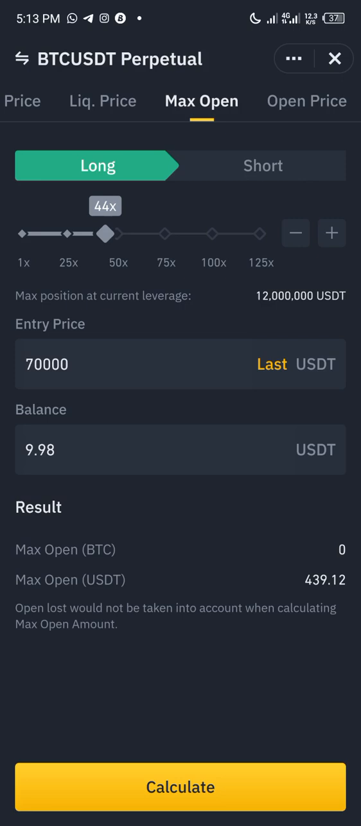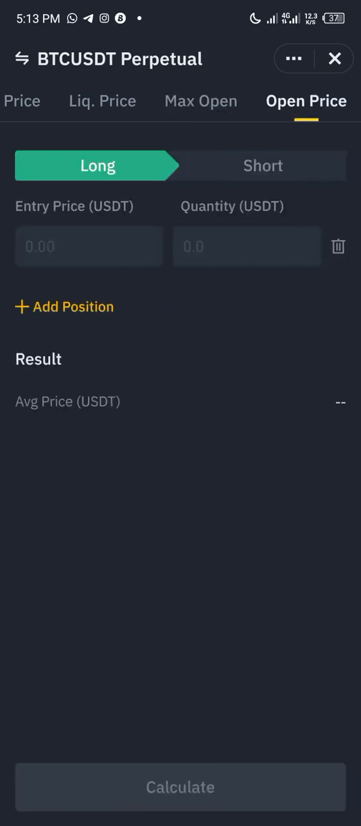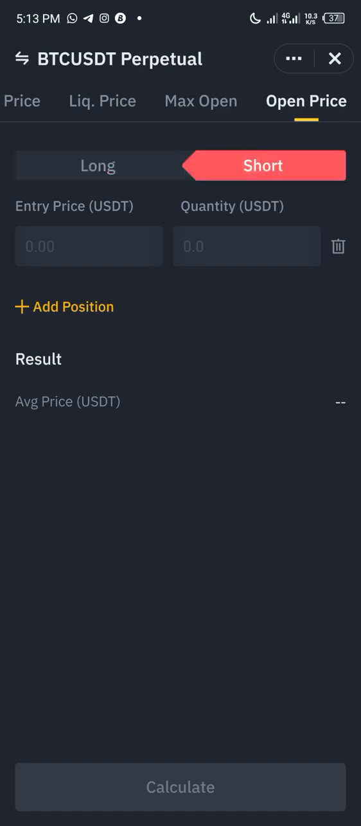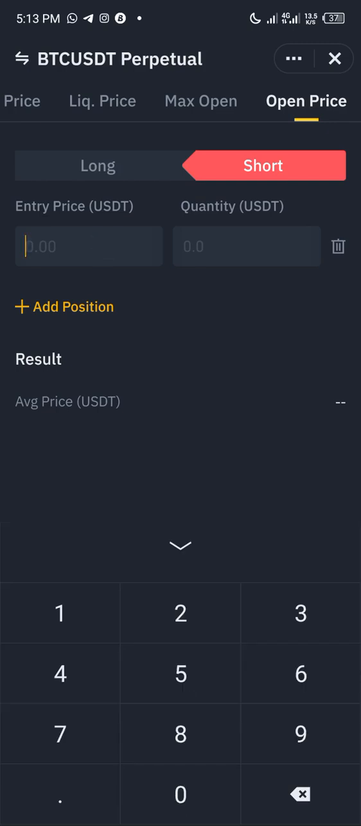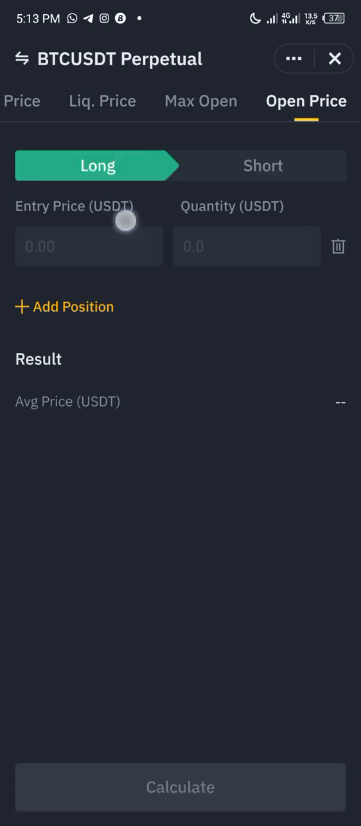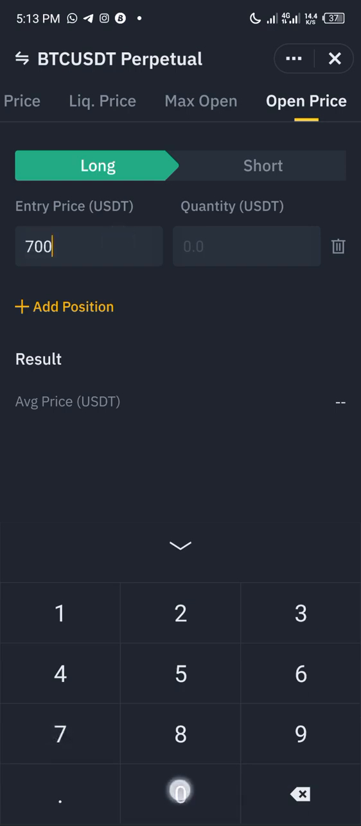The next one is the open price. Let me click on open price. This open price is used if you want to take different positions, and you can calculate it for both long position and short position. So let me click on entry price for this one now. Let me select long position first. It's just the opposite: 70,000 USDT, and I want to enter with 200 USDT. That's the first entry I want to use, and I want to add more positions. Let me click on add position.